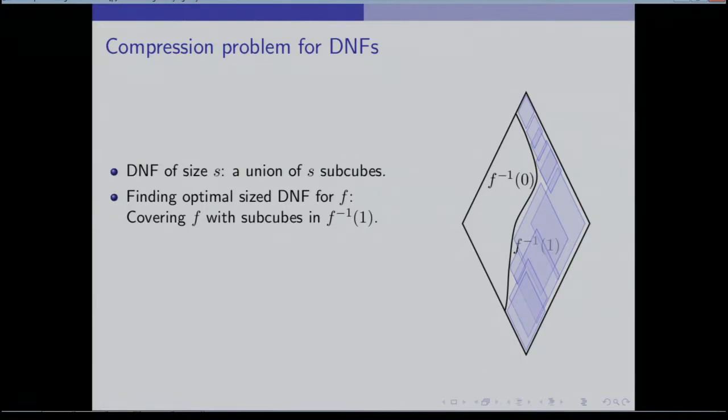So you're given this Boolean function f, you can construct all these subcubes that are contained in the one set of f. So recall that your input size is 2 to the n. So looking at all these subcubes, there may be 3 to the n subcubes, but that's still a polynomial number in terms of your input size, right?